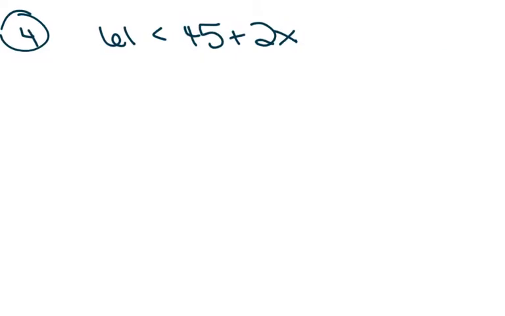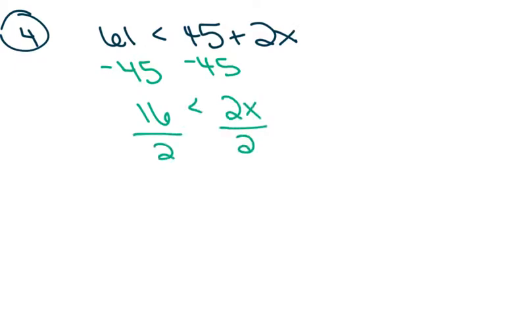All right, last question. Let's just practice the solving. I need to get the x by itself, so I'm going to minus 45, minus 45. 61 minus 45 is 16 is less than 2x. So divide both sides by 2. Looks like I have 8 is less than x.